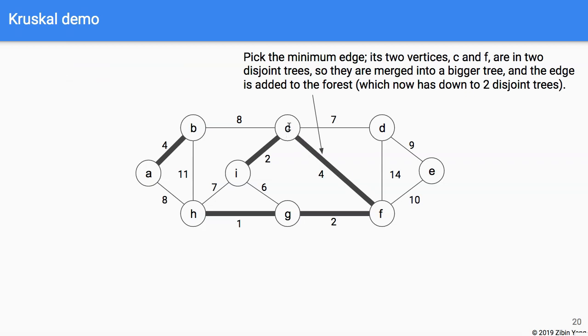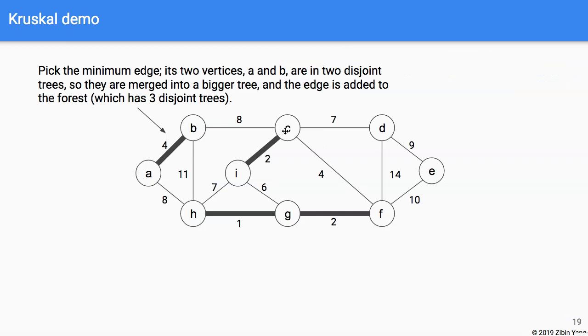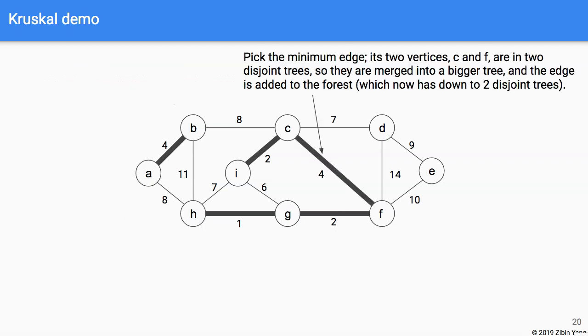All right, moving on, we have another edge that is of weight 4. We look at the vertices of this edge, C and F. If we go back to the previous one, C is in this tree, and F is in this tree. So these 2 trees are disjoint. So we will merge these 2 trees, and then we'll take this edge and put it into the forest with the tree. So now in the forest, there are 2 disjoint trees.